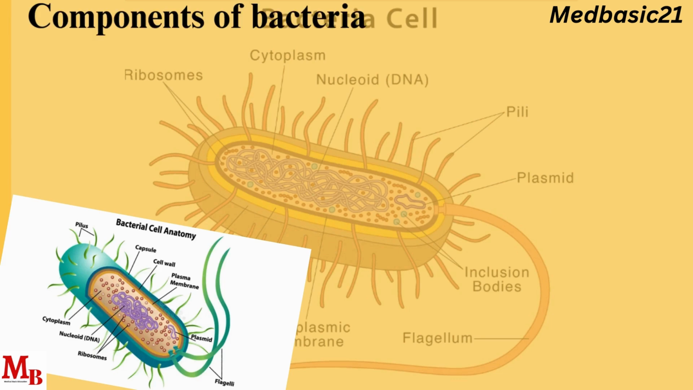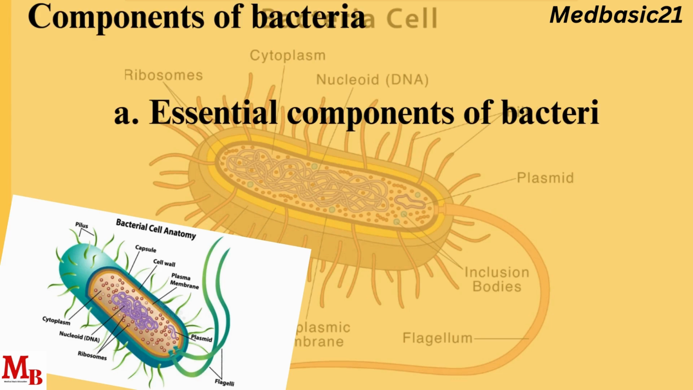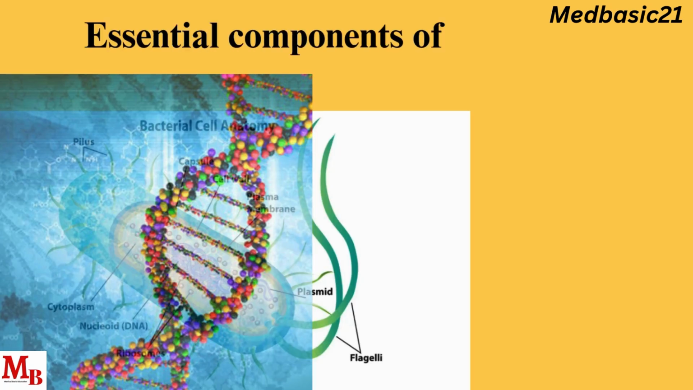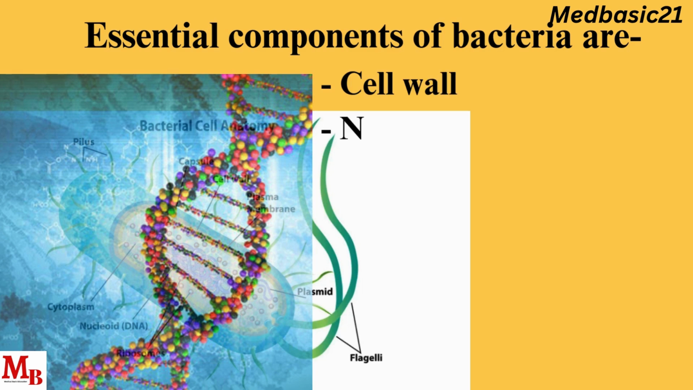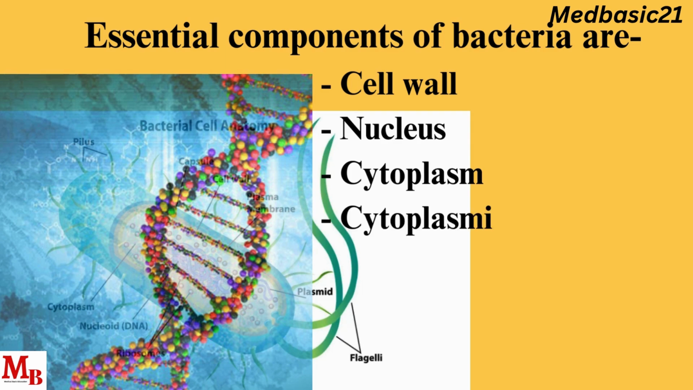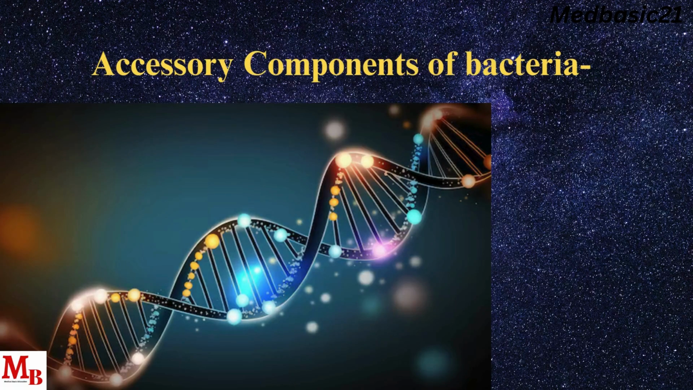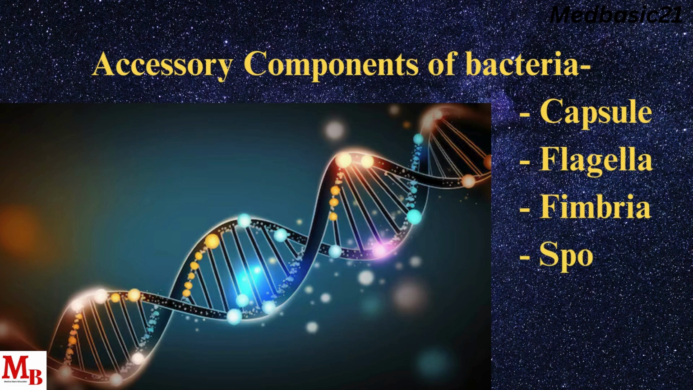Components of bacteria. A. Essential components of bacteria, and B. Accessory components of bacteria. Essential components of bacteria are cell wall, nucleus, cytoplasm and cytoplasmic membrane. Accessory components of bacteria: capsule, flagella, fimbria and spore.